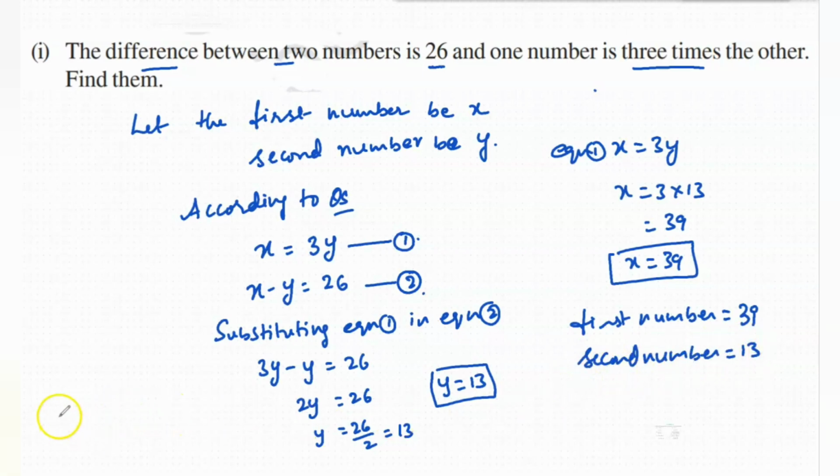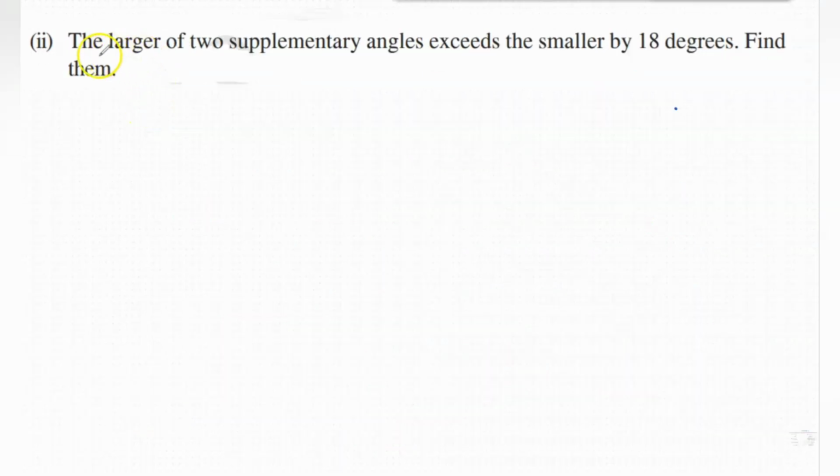Coming to the second bit, let us see the second one. The larger of two supplementary angles exceeds the smaller by 18 degrees. Find them. So what do you mean by this? You need to find the two angles which are supplementary angles, and the other information given is that the larger angle exceeds the smaller by 18 degrees. So we have two things here. They are supplementary angles, and the larger angle and the smaller angle differ by 18 degrees.